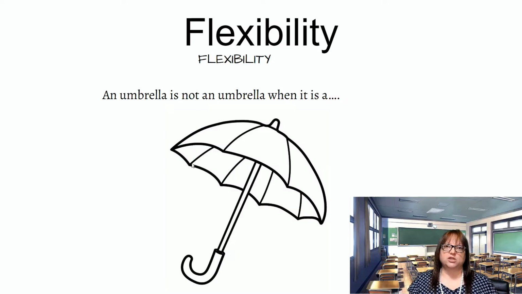If we were together, one of the things we do is called transformations. Flexibility and transformations is a great way to get students to look at something and think about it in a different way. So this, I used an umbrella, and an umbrella is not an umbrella when it is a blank. And then I would have given you this on a piece of paper, and you could turn it any direction you want, and you could turn it into something else.